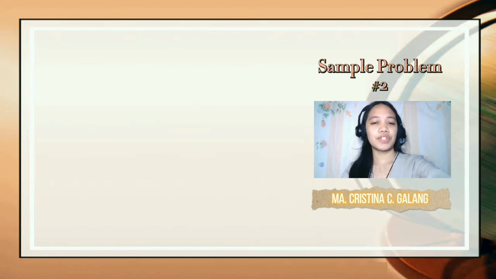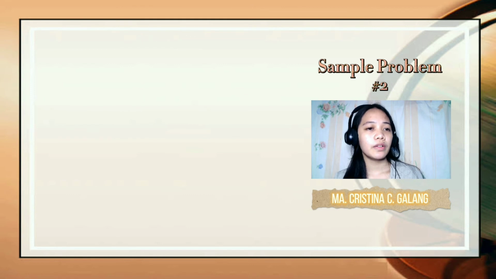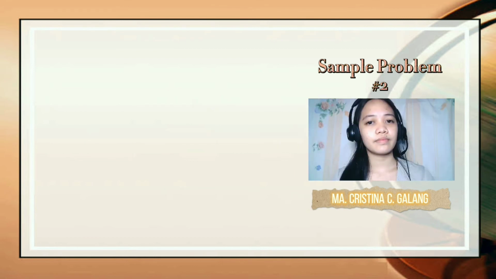Since our data is in percentage, we're going to find the central angles using the formula: percentage value of component divided by 100, multiplied by 360 degrees. In this table, we can see the different types of liabilities acquired by the business, the components of the value in percentage, and the measure of the central angles. Accounts payable, which is 20% of the liabilities, is equal to 72 degrees. Notes payable, which is 30%, is 108 degrees. And unearned revenues, which is 50%, is 180 degrees.